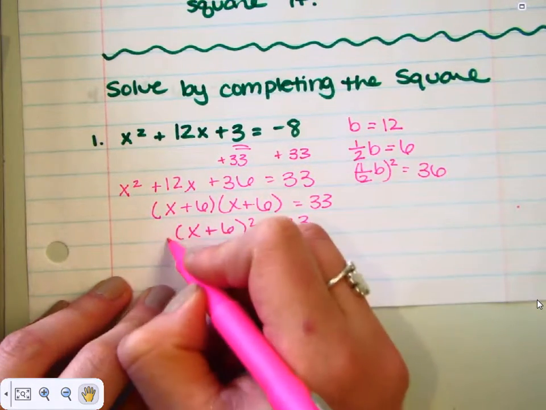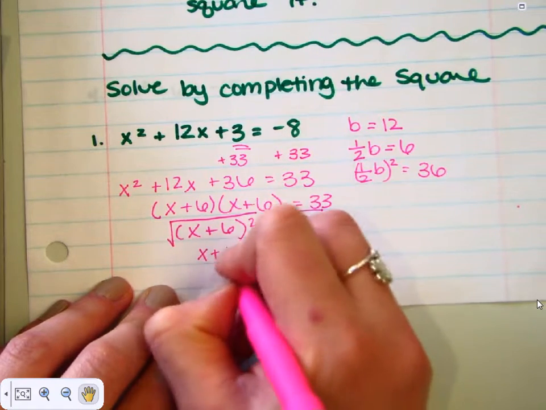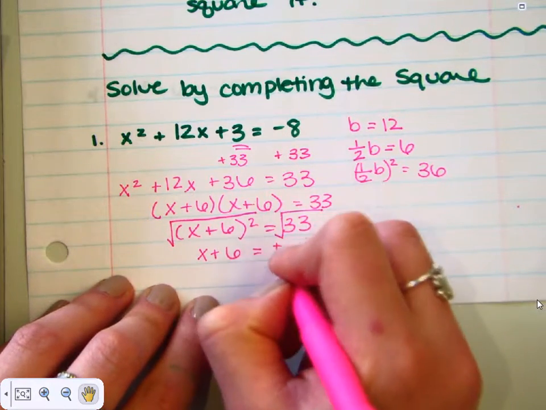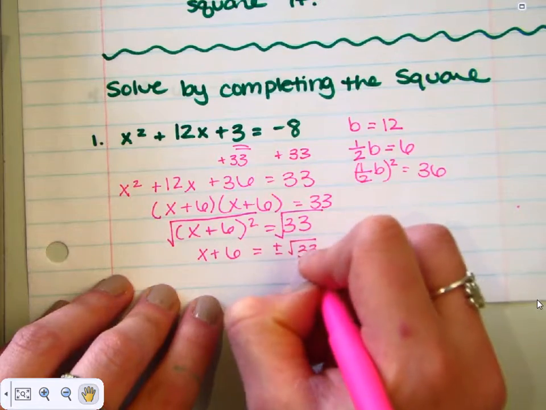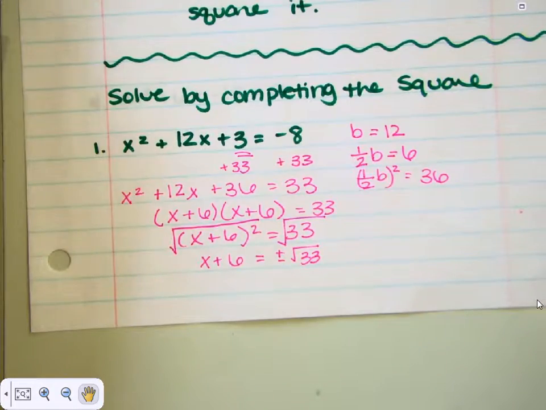Now I can just solve like I've been taught how to before. So I can take the square root of both sides: x plus 6 equals plus or minus the square root of 33. And let's see, can I simplify that anymore? 3 and 11, I don't think so.